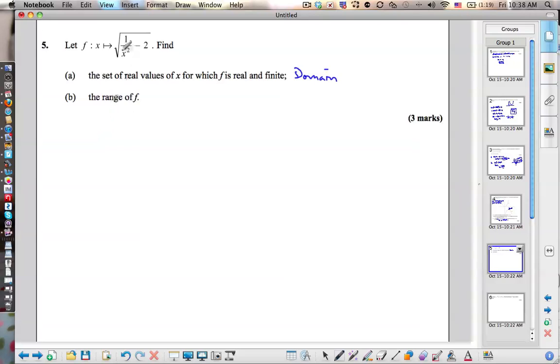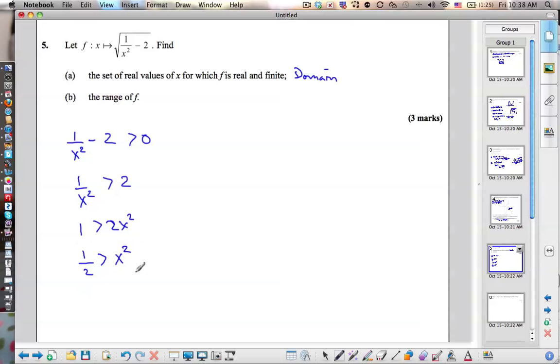Okay, so for the domain, well, we know from many years of experience that we can't take the square root of a negative. So let's find the values of x for which this is only positive. Why don't we add 2 to both sides? So this is 2, and then we'll multiply by x squared on both sides. So we get 1 is less than 2x squared, and then we can divide by 2, so we get 1 over 2 is greater than x squared.